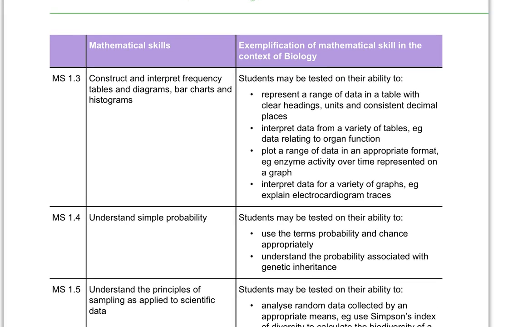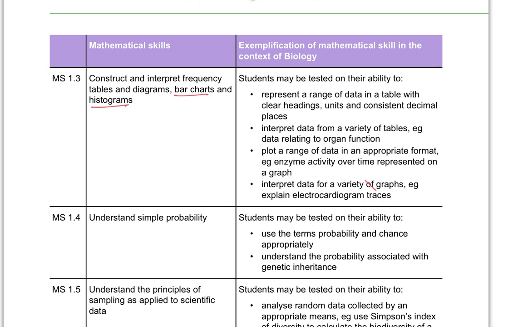Construct and interpret frequency tables, diagrams, bar charts, and histograms. So this is all construct and interpret. Remember, frequency tables tend to be like tally charts, or they'll have certain criteria of like height. I can't really go through all of this now, but I guess the important bit here is the difference between bar charts and histograms.